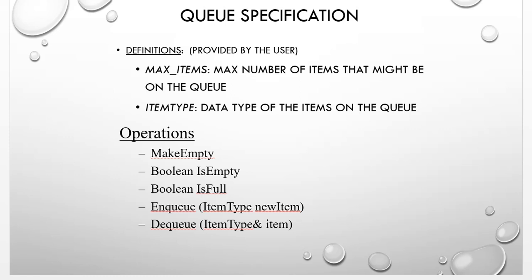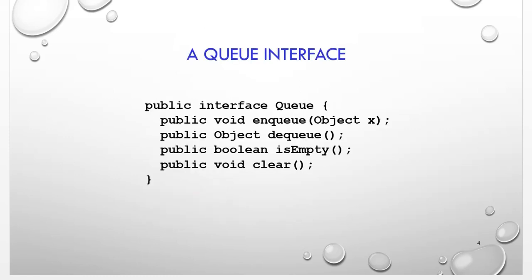Then you also need to specify the data type of the items in the queue. So if in the queue you're putting names, then the data type will be strings. If you're putting numbers, then you could have integers, doubles, etc. So when you have a queue, what kind of operations can you do on a queue? This is basically a queue interface showing some of the things that you can do on a queue.